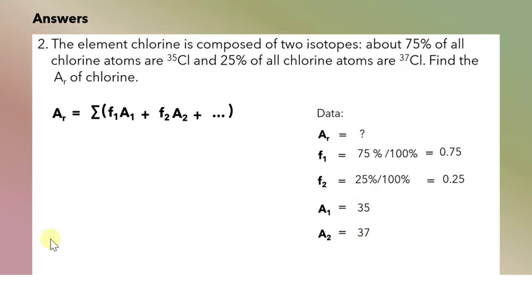Then what you do now, you substitute. So you say relative atomic mass is equal to 0.75 as F1 times A1 as 35, plus F2 as 0.25 times A2 as 37. Then you evaluate everything and you discover that your answer will be 35.5, just as we found in the first instance. All right, then we continue.